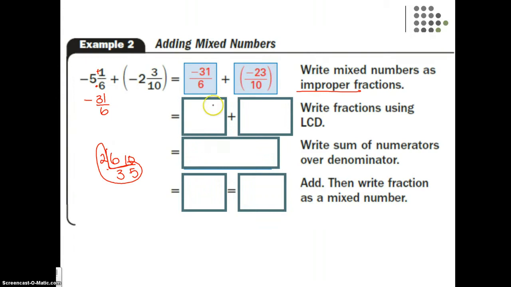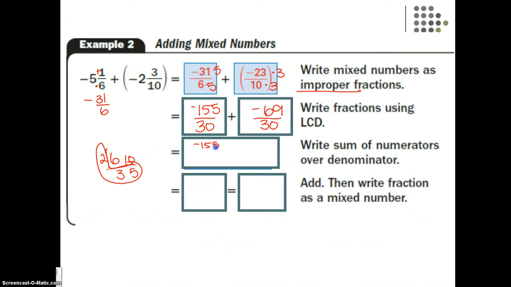We're actually going to use the 30 because that is the LCD, not 60. 6 times 5 is 30. Negative 31 times 5 is negative 155. 10 times 3 is 30. So 23 times 3, and be careful of the negative, bring it down, is negative 69.